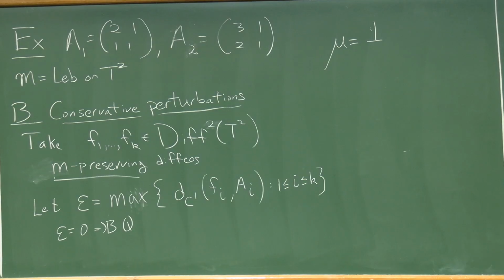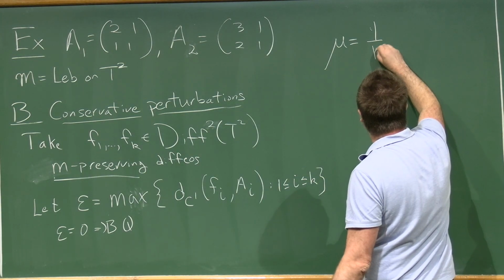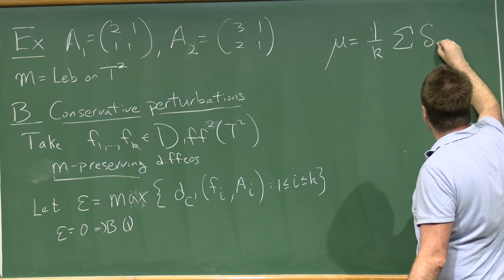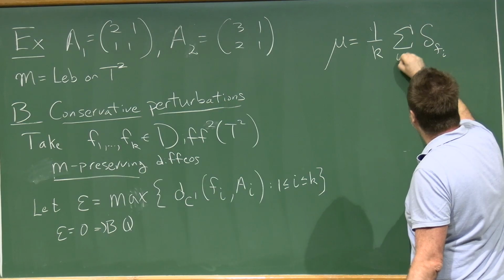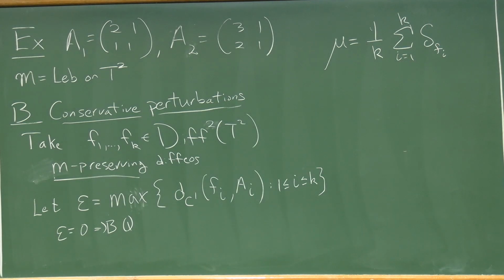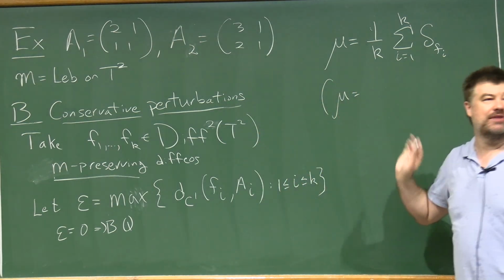Okay, thank you, Pavel. Okay, so mu is 1 over k, the sum of Dirac masses at the ith generator, i from 1 to k. So there are k different maps. Just put even weights on all of them. Or if you like, there's no reason that you have to have even weights.